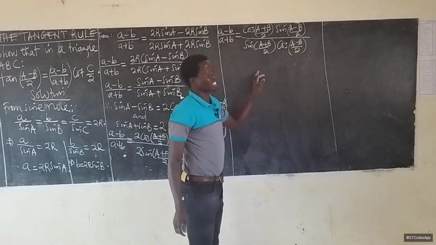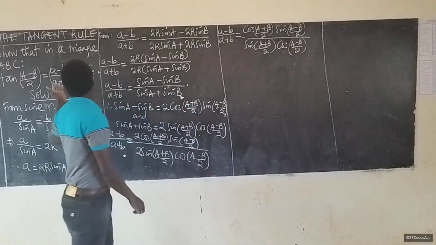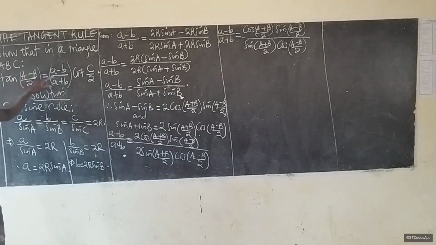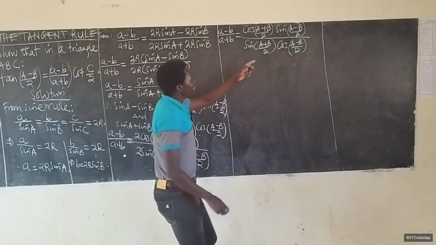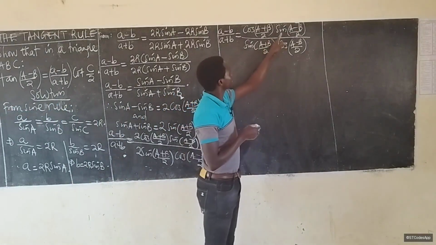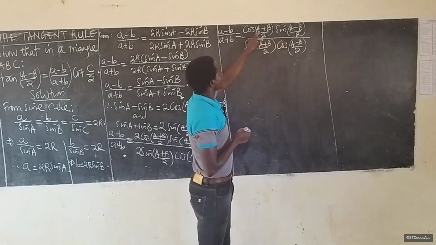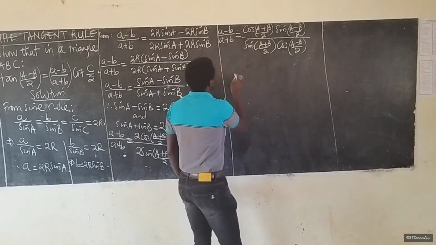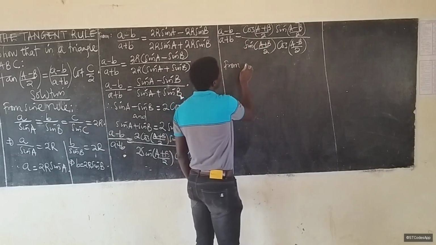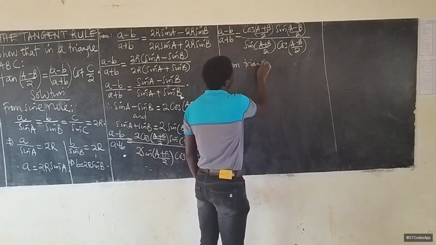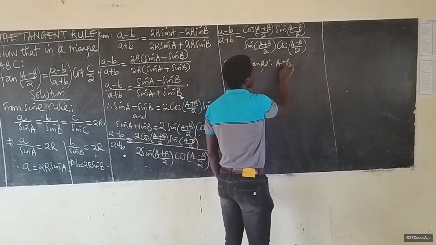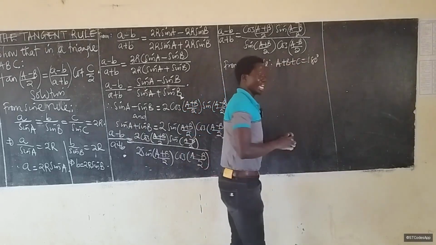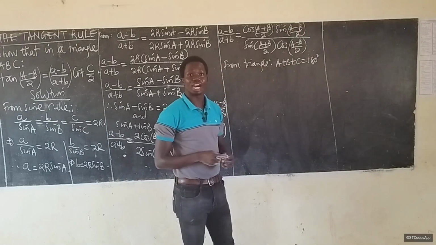You realize that in our tangent rule, we don't have a tan or anything that has angle A plus B in it. We have instead A minus B out of 2. So our tan is already there. In this case, I have to see a way of dissolving this so that I can obtain a C. Because now from the triangle, we have that A plus B plus C equals 180. The angle sum of a triangle adds up to 180.